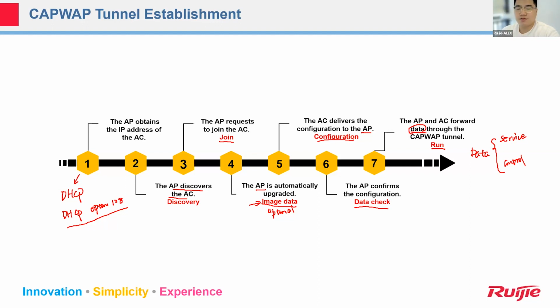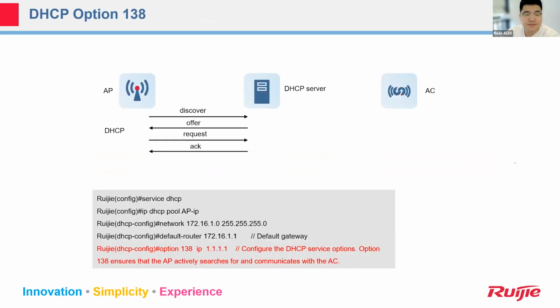And in this process, what we should pay most attention to is the first step. How does the AP obtain the IP address, and how do we configure the DHCP and DHCP option on the DHCP server? Let's see it.